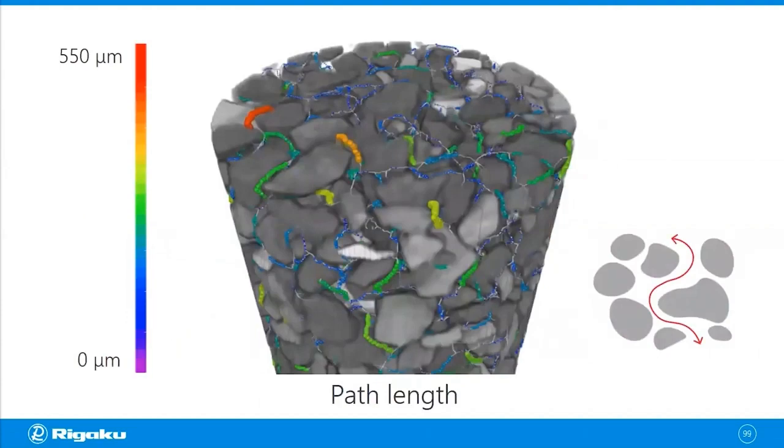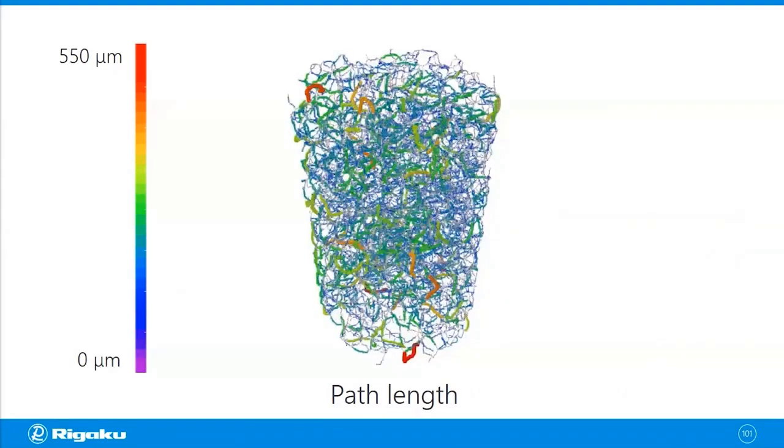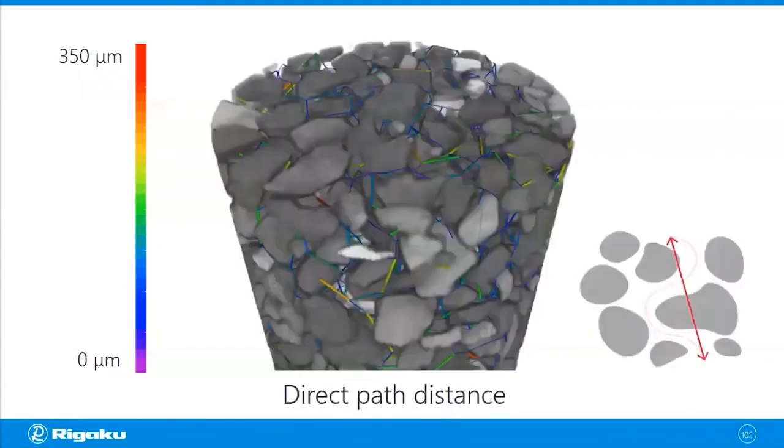So this image is showing the path length between different pores. The blue chains represent a relatively short distance between two pores. Green is a little bit longer, and this one is over 500 microns to go from one pore to another. And again, you can always look at the entire pore network in the cylinder without the grains. So this is a regular path length. You can also calculate the direct distance between two pores as a straight line.